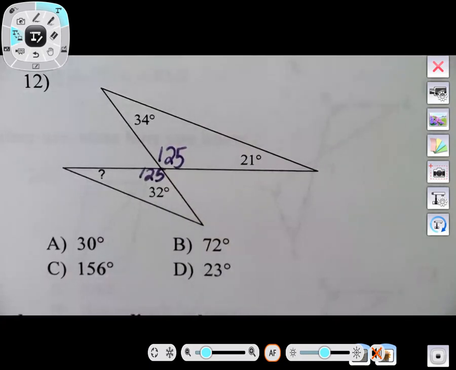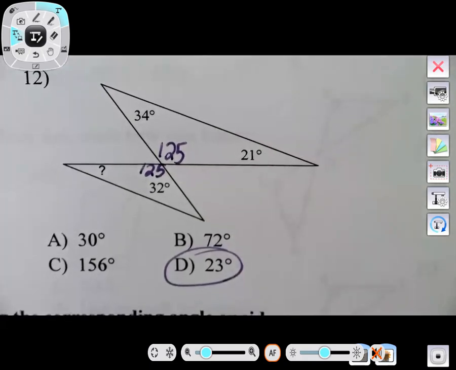So now I can figure out that missing angle, which is 180 minus the 125 and minus the 32. What do I get? I get 23. Did you? Yeah? Okay, good.